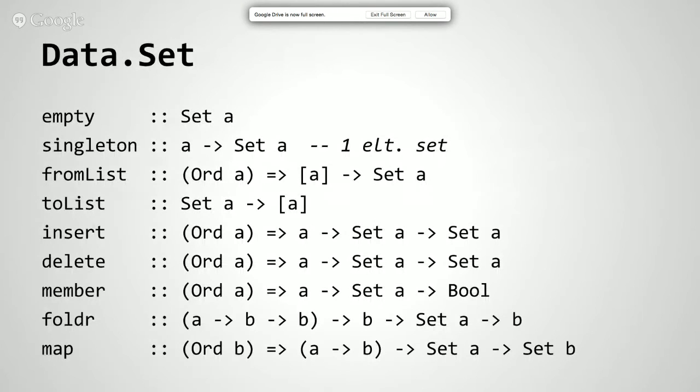So for set, you have empty, which is a set of A for any A, because every type has an empty set living in it. We have singleton, which constructs a one-element set. We have fromList and toList. Those convert to and from lists, but they're not necessarily inverses of each other. Does anyone know why? Lists can have duplicates? Exactly. And the set is also going to order everything, because Haskell sets are ordered binary trees, which is why there's an Ord constraint on fromList.